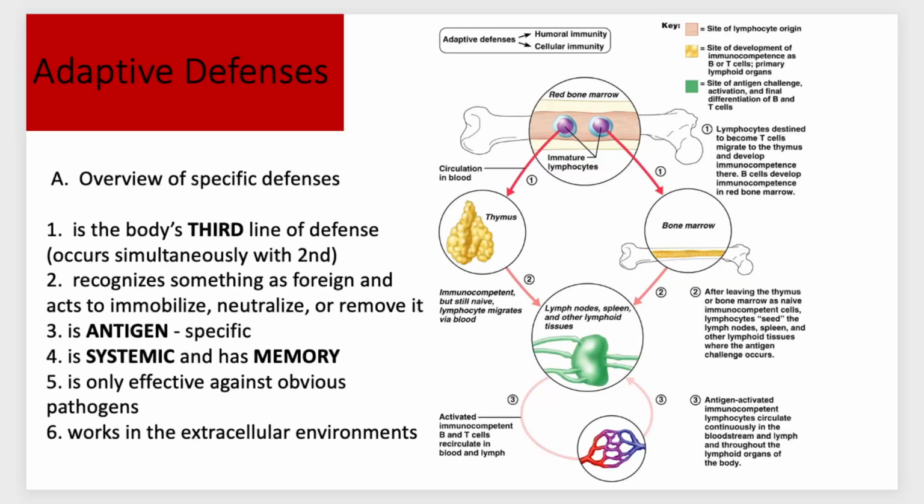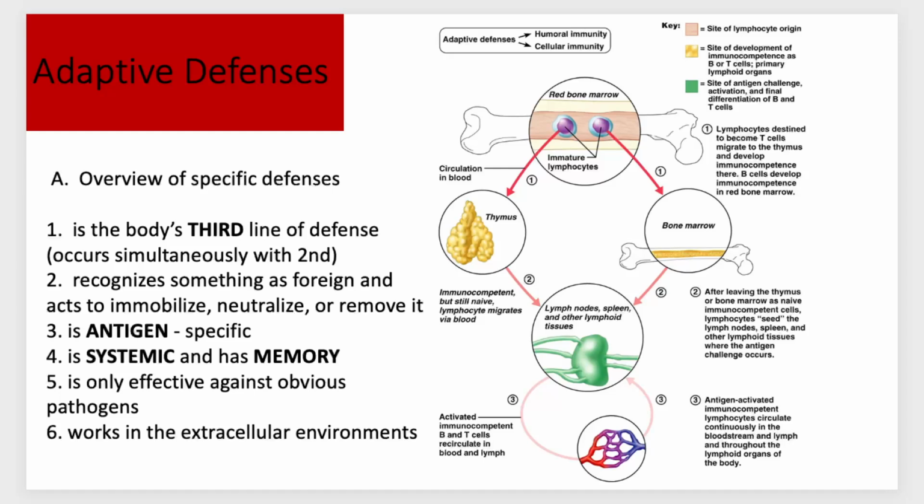And that brings us to our adaptive defenses. We call this the third line of defense. Now, we say that because it's the third thing, but it's going to be happening at the same time as the second line of defense. There is an overlap there.